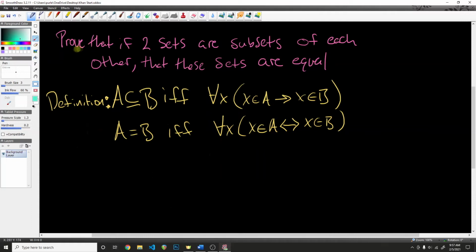Problem number 4, homework number 1: do two different proofs proving that if two sets are subsets of each other, then these sets are equal. And we need to have these definitions. They're very important. There are two definitions here.